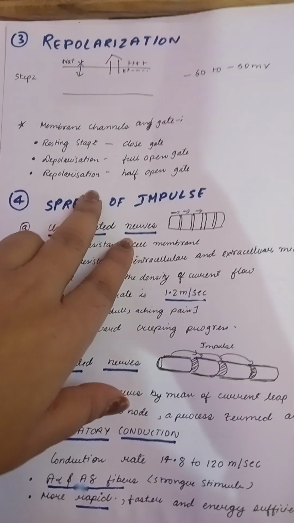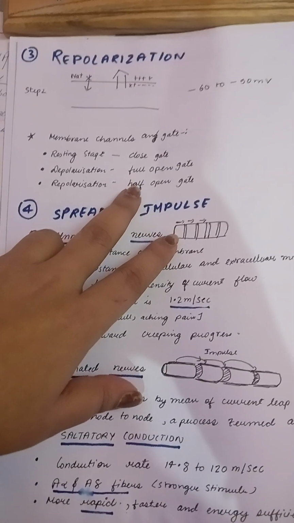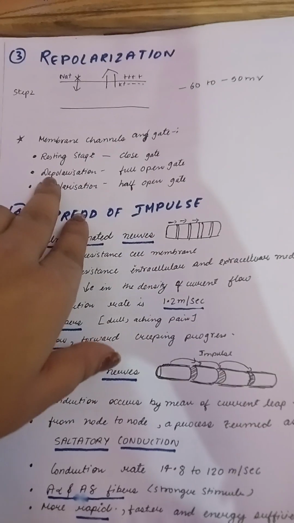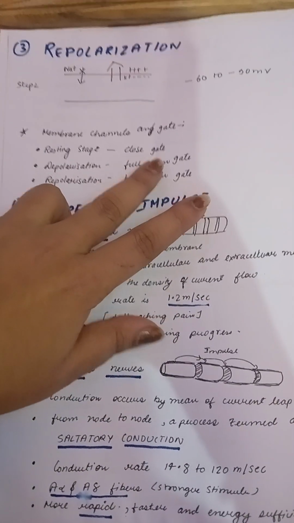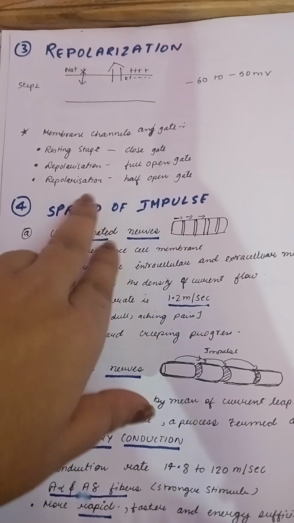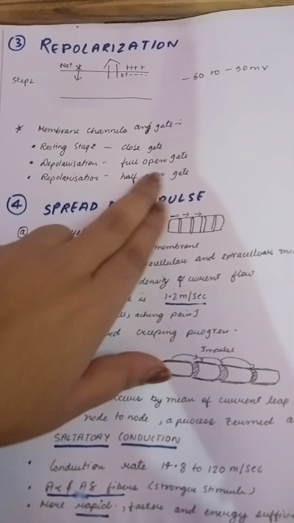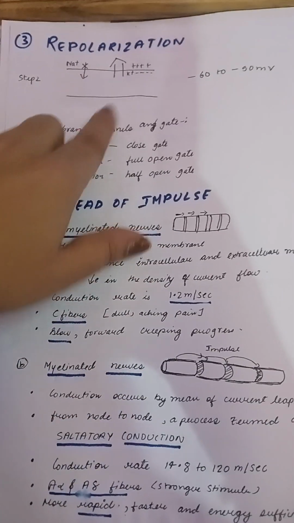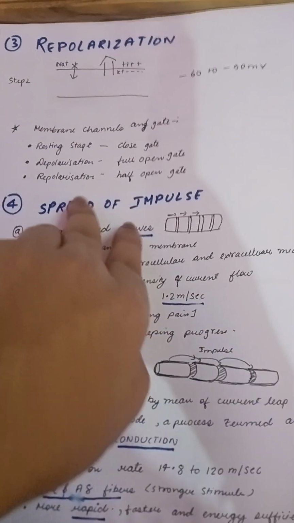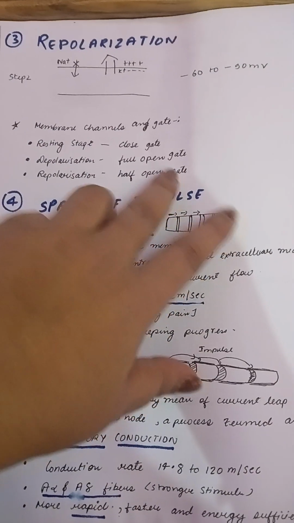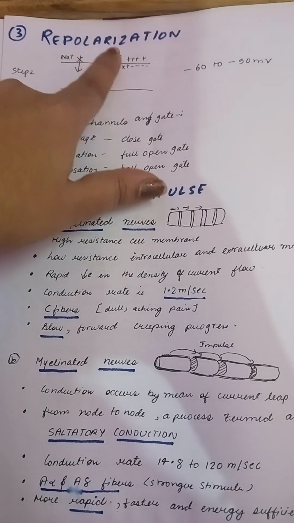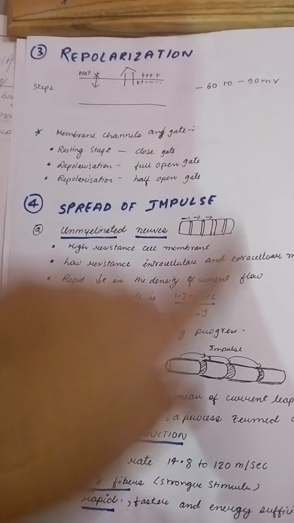So what happens to the membrane channels and gates present at the nerve membrane? In the resting stage, the gate is closed. In depolarization, full open gate. We have seen that both ways it was taking, and in repolarization, half open gate. Only outflux of K plus is going on.